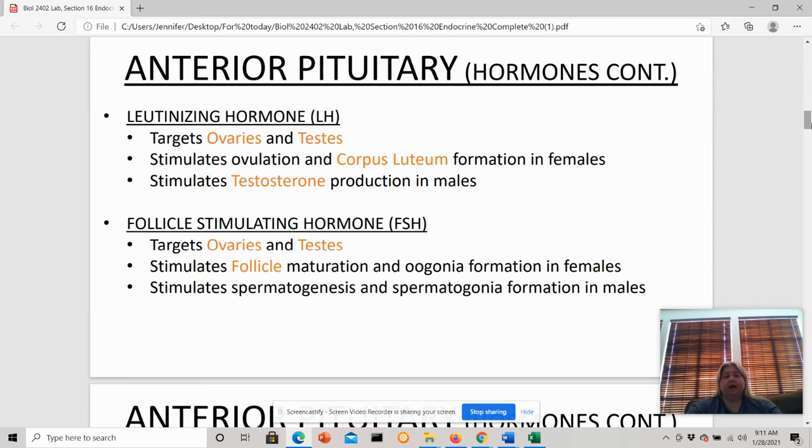The F in FLAT is for follicle stimulating hormone, or FSH. This is going to again target the ovaries in females and the testes in males. In females, what it's going to do is stimulate follicle maturation. It's called follicle stimulating hormone, so that makes sense, right? And oogonia formation, and we'll talk about what that means again later in the semester, but in males, it stimulates spermatogenesis and spermatogonia formation. Spermatogenesis is a production of sperm.